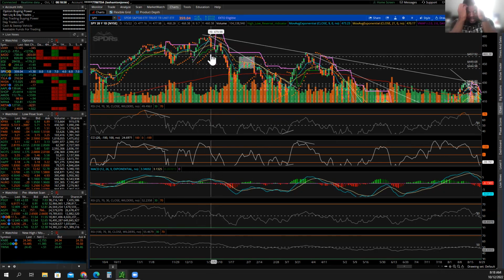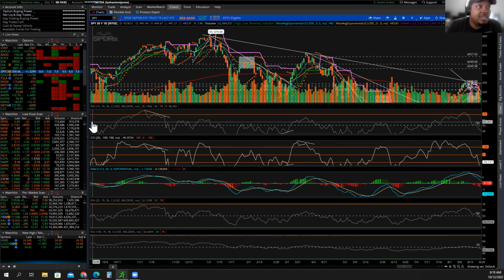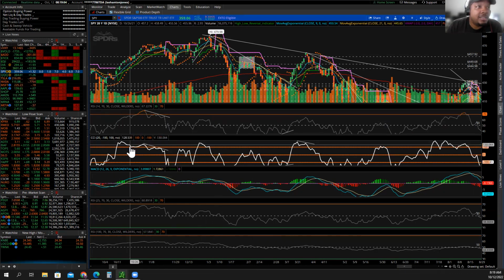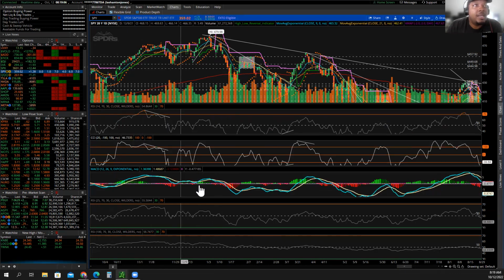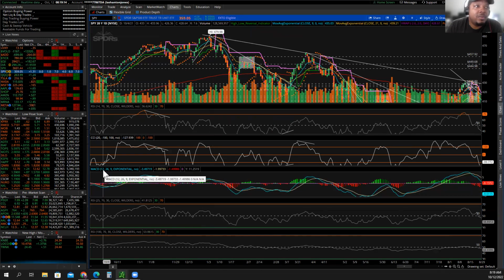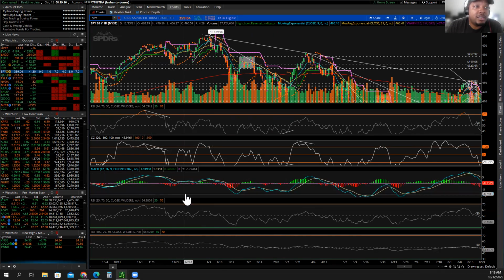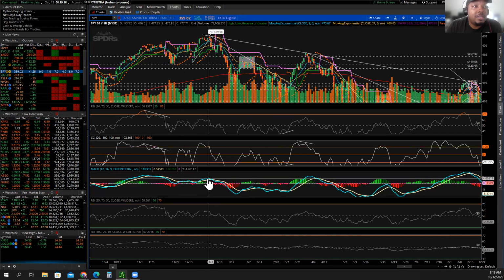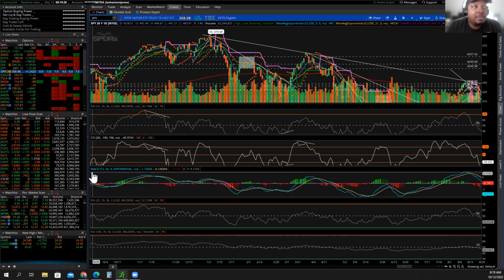What I use is RSI, CCI, and MACD. This is RSI, this is CCI, and MACD. As you can see here on the MACD, once you have this blue line cross over the white, which is your 12 versus your 26, these are moving averages within the MACD.